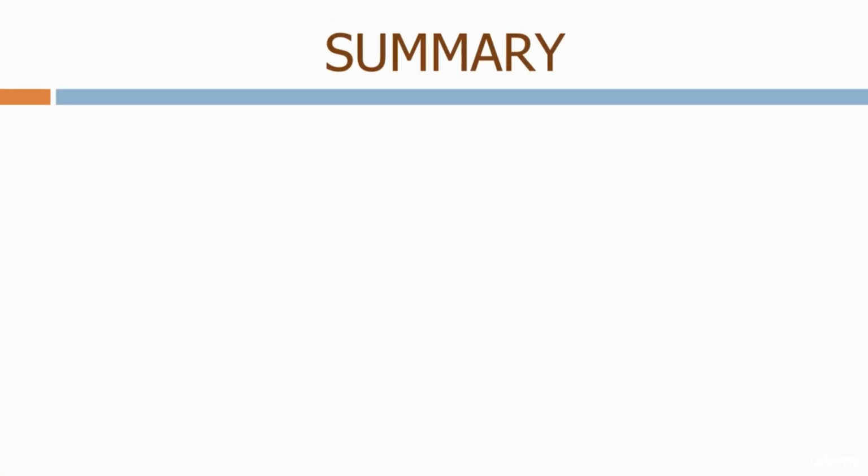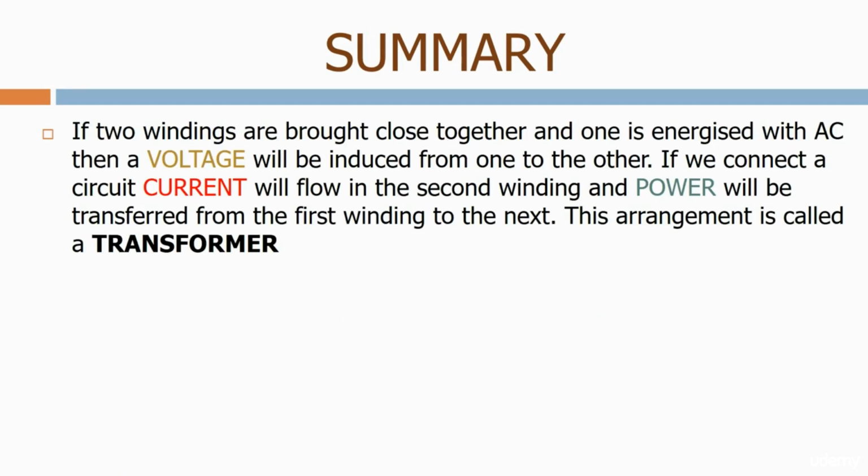Let's summarise what we've learned today. If two windings are brought close together and one is energised with AC, then a voltage will be induced from one to the other. If we connect a circuit, current will flow in the second winding and power will be transferred from the first winding to the next. This arrangement is called a transformer.